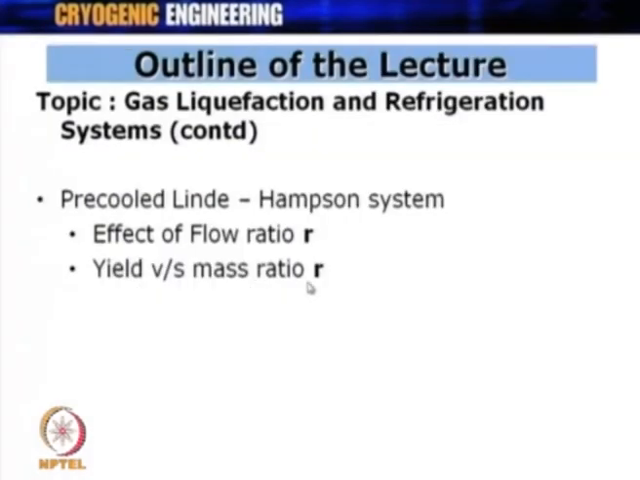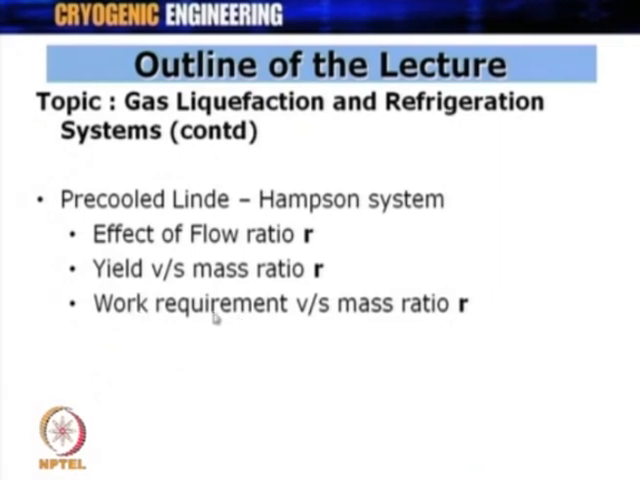Then yield versus mass ratio R, where Y is whatever liquefaction yield you get, as a function of R, which is a very important parameter, and we will try to understand what happens to this ratio. Then the compressor work requirement per gram of mass which is compressed, and also the work requirement per gram or kg of gas which is liquefied. So, you get work requirement versus mass ratio R, and finally, figure of merit versus mass ratio R, which depends on the above two parameters. So, in effect, we will study all these effects as a function of R, which is a very important parameter.